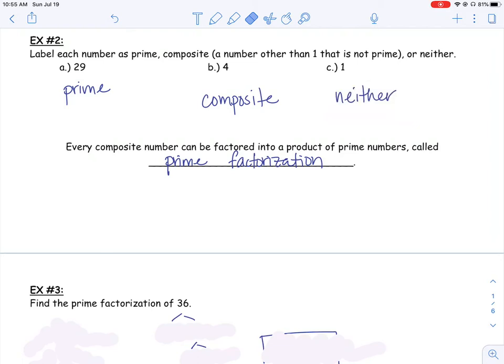What about the number 1? Kind of a tricky one. We call this neither. 1 is kind of in its own category. We don't technically call 1 a prime number because it is 1 and there's no other numbers that multiply or factor to it. So we call that one actually neither. So every composite number can be factored into a product of prime numbers called prime factorization. For example, when we take that 4, we can break it down into prime numbers.